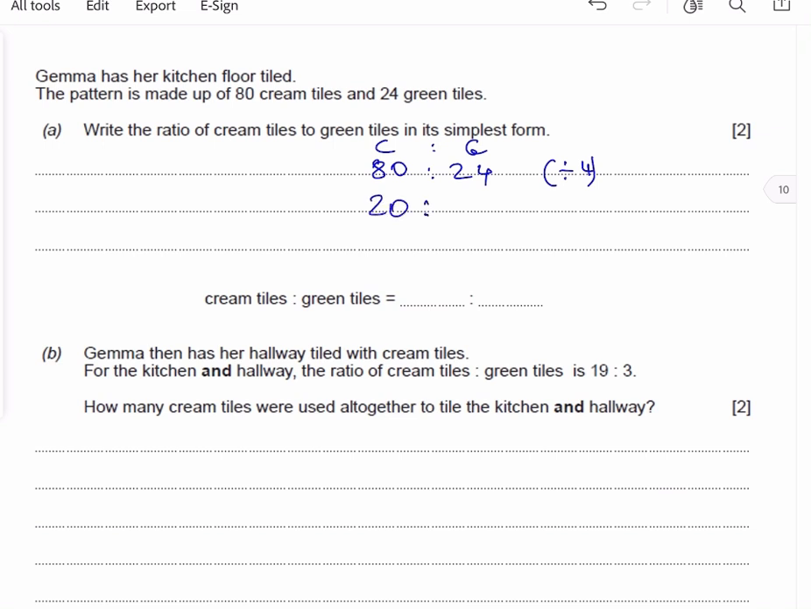That will give us 20 to 6. And you can see we can divide these two numbers again. There is a common factor, 2. And that will give us 10 to 3. So this will be the simplest form, fully simplified.